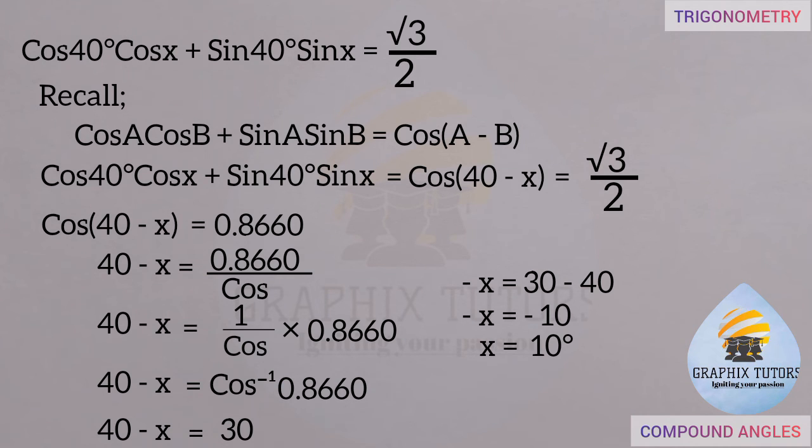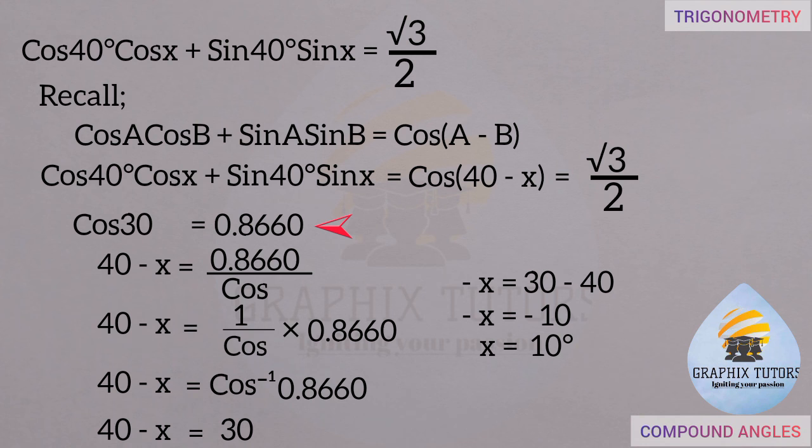And to see if we are correct, we can check if our answer is right or wrong by inputting 10 in the equation above. Which equation? This equation here. Let me say this is my equation 1. So anywhere I see x, I put 10 there. So I'll now be having cos(40 − 10), and 40 − 10 will give us 30, so we have cos 30.